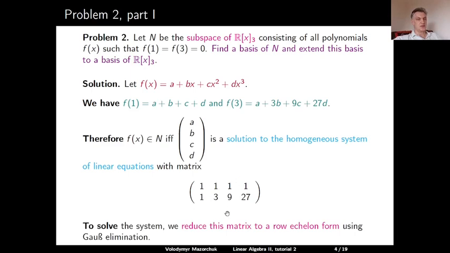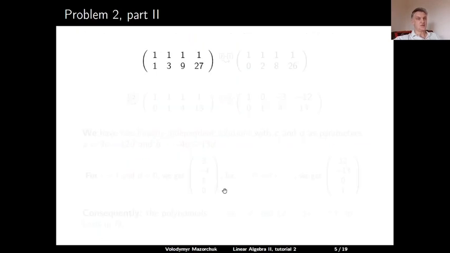So we start from this matrix and we reduce it to a row echelon form using Gauss elimination. We have 1 in row 1, column 1, so we use this one to eliminate all other elements in its column. We subtract row 1 from row 2. Row 1 remains the same, and row 2 becomes 1 minus 1 is 0, 3 minus 1 is 2, 9 minus 1 is 8, and 27 minus 1 is 26.